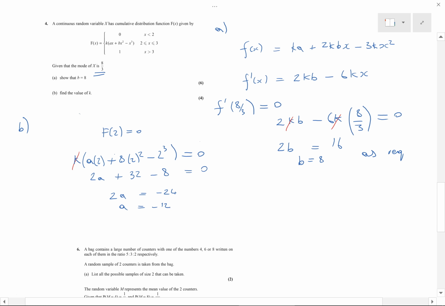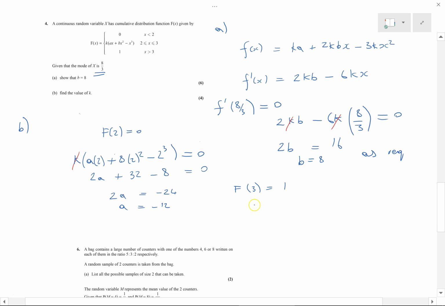This has come out quite nicely because we don't end up with simultaneous equations or anything when we do it nice and in order. So we've got a is minus 12, so we now know what a is and we now know what b is. And as I've said before, we can use the fact that f(3), because the highest any number can be is 3, so it's absolutely certain that any particular number will be less than 3, it gives a cumulative probability. So f(3) equals 1.